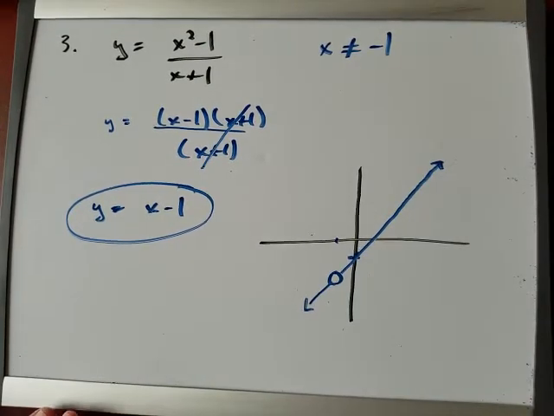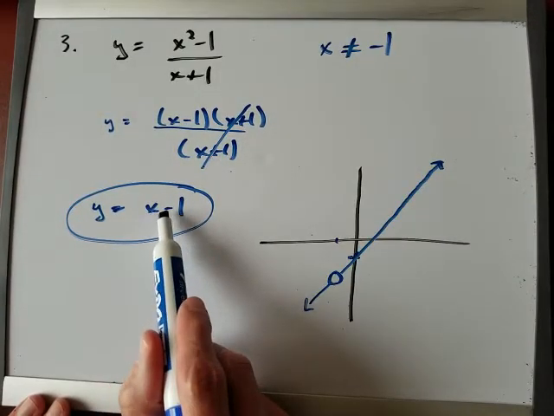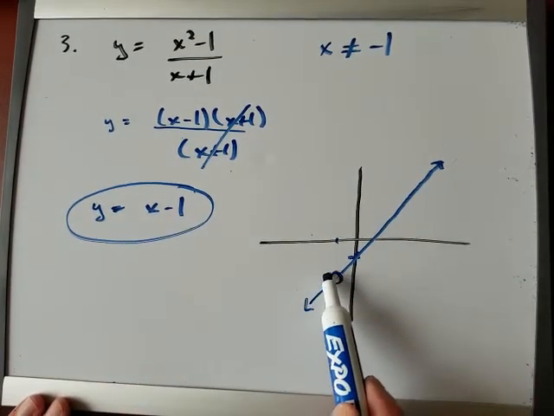And if you wanted to find the height of the hole, we'll just simply sub in. Put in -1 right here. -1 minus 1 is -2. That would be the height of the hole.